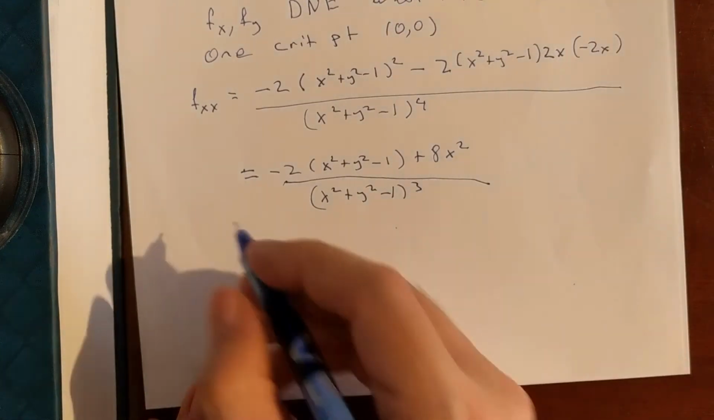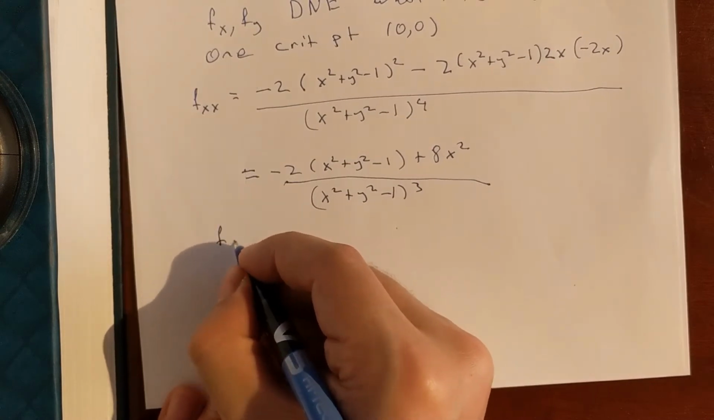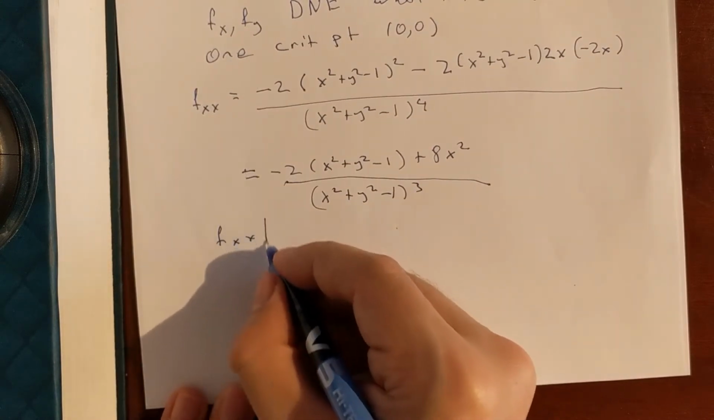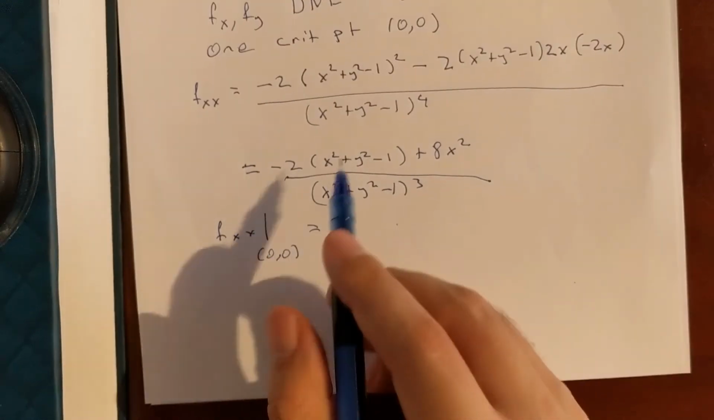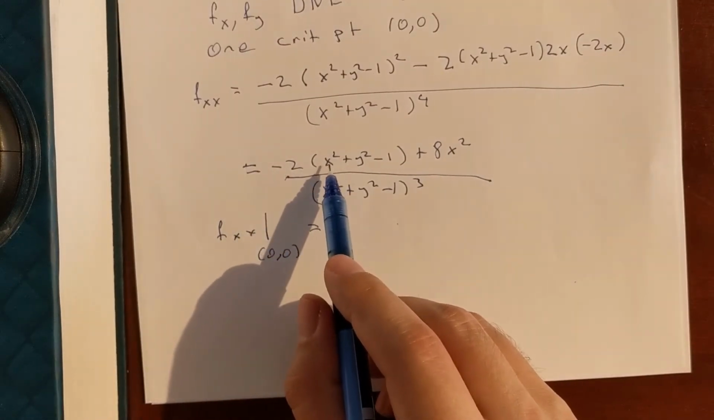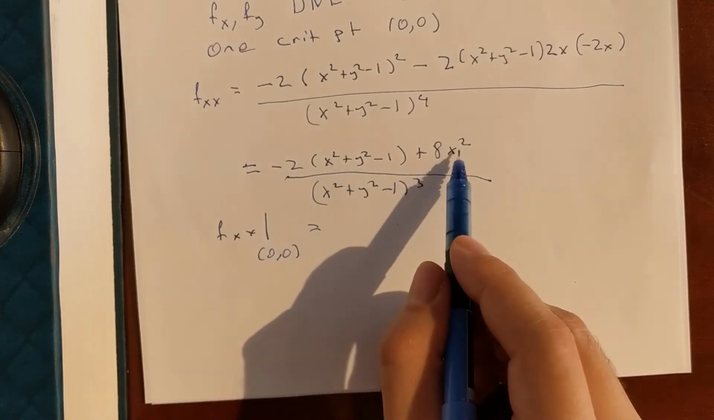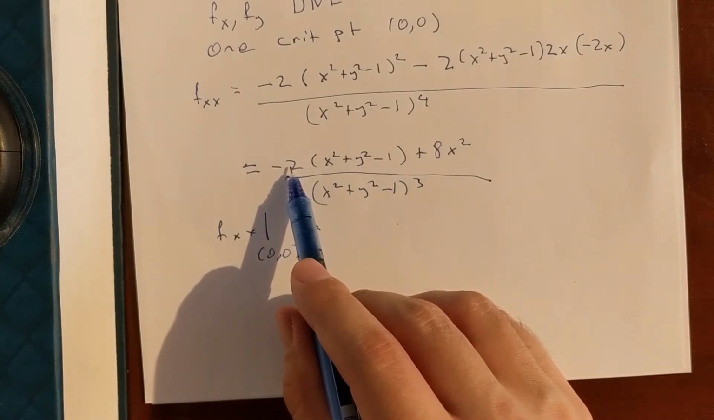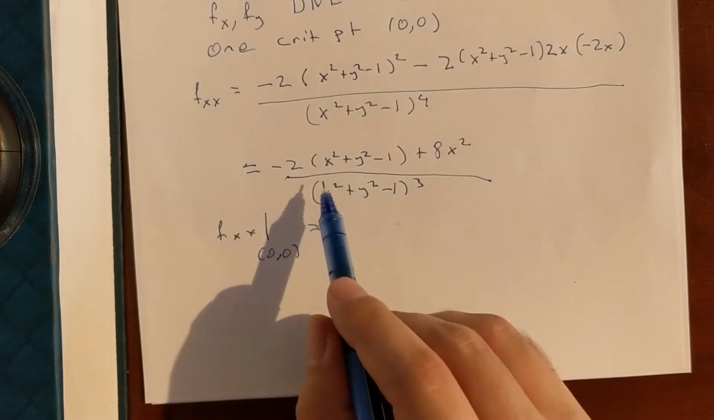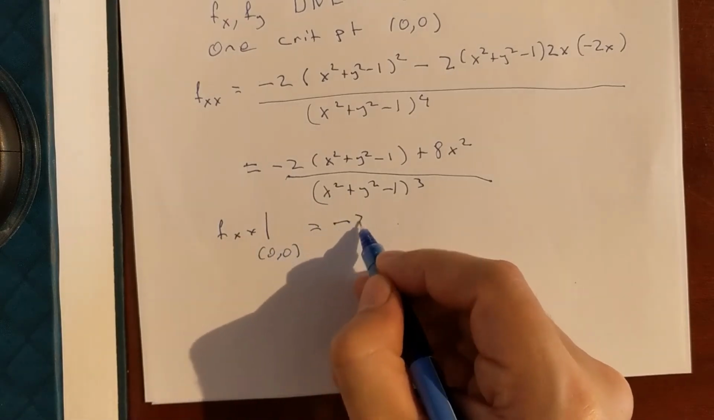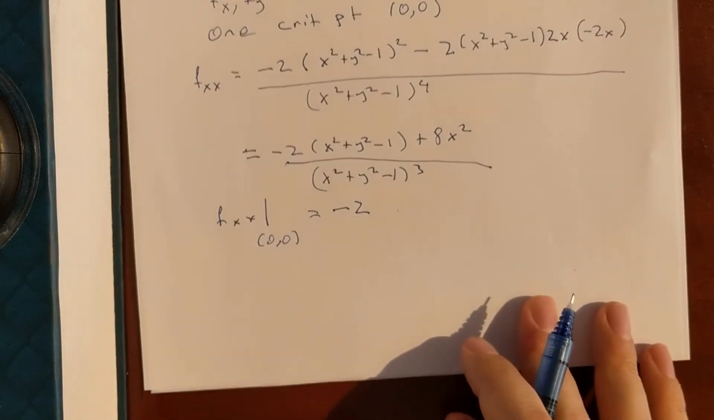I'm not going to simplify this because we just need the value at the critical point (0,0). When I plug in the critical point (0,0), I'm going to get a minus 1 here, this is going to be 0, multiplied by that, I'm going to get a plus 2. On the bottom, I'm going to get minus 1 cubed, which is minus 1. So 2 over minus 1 is minus 2. You can do it at home yourselves.